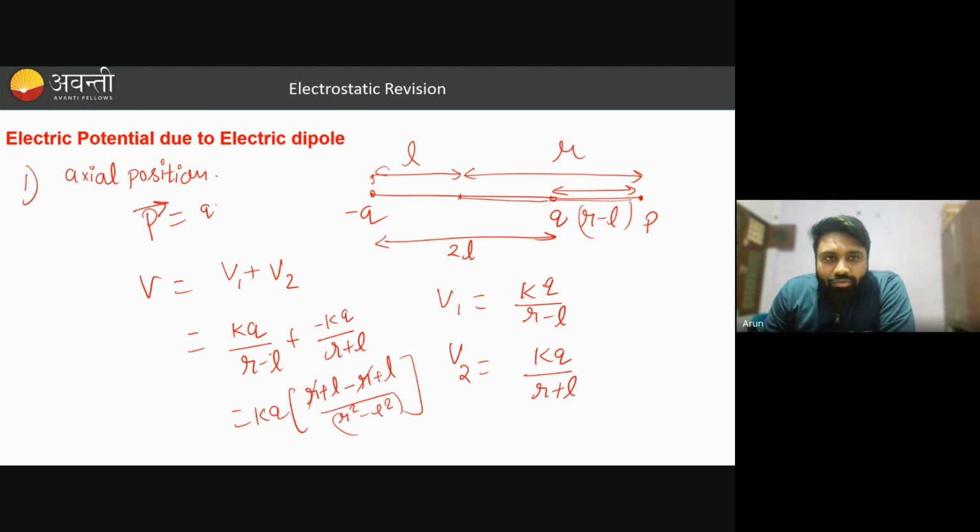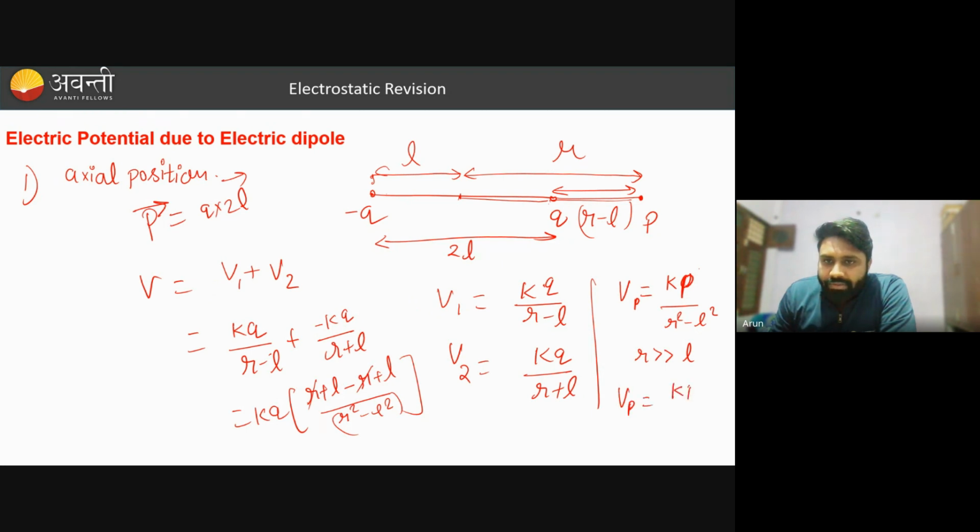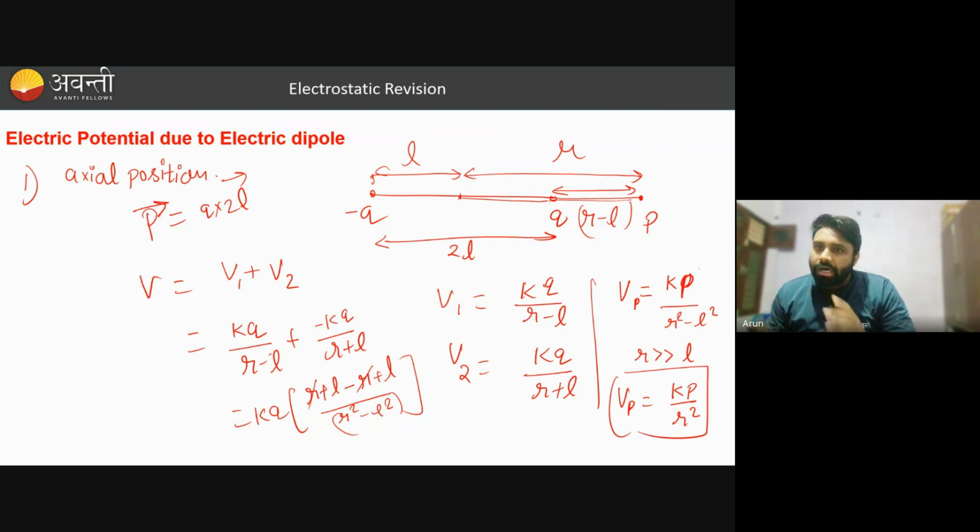We know that the dipole moment is Q into 2L. And this will become KQ into 2L. So we will write it as V at P will become Kp divided by R square minus L square. And if the dipole is very short, which means R is greater than L, you will neglect this L square. So Vp will become Kp over R square. The electric field will be Kp over R cube, and Vp will be Kp upon R square.